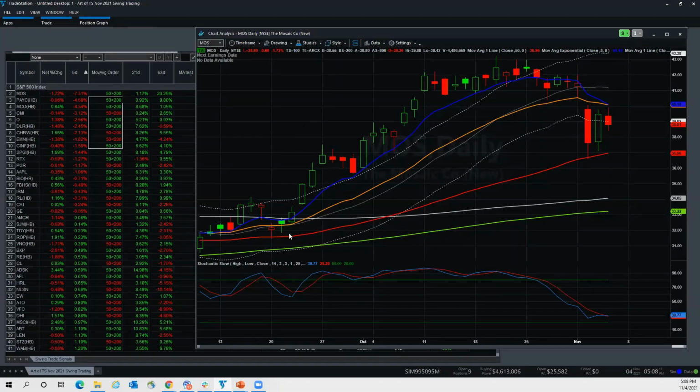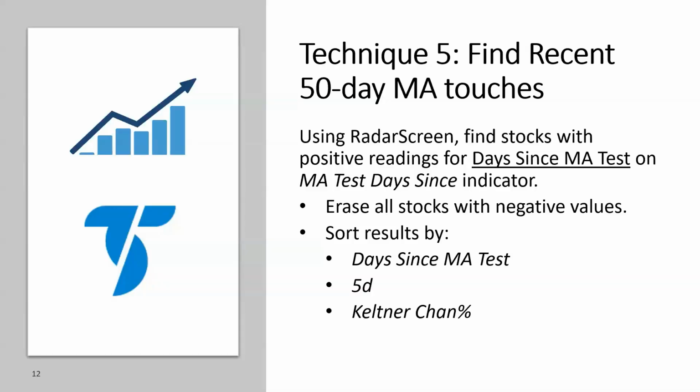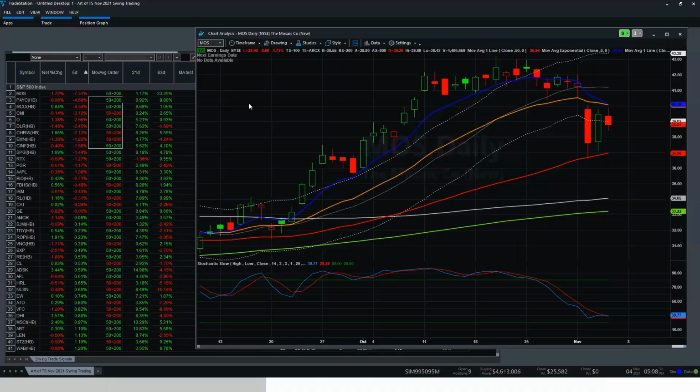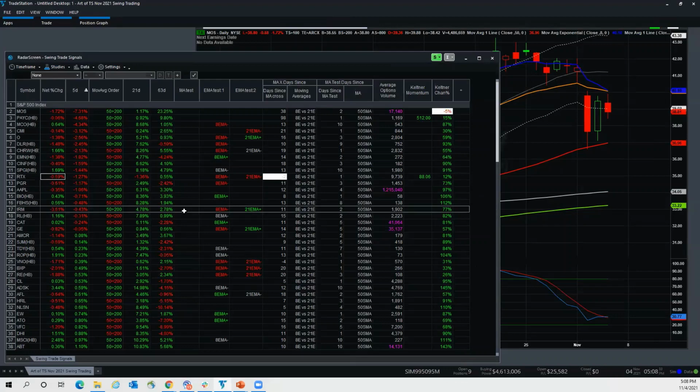Okay, keep going. We're now going on to, that was slide 12. Using scanner. Now this has been with radar screen, and now we're going to use scanner. Radar screen requires a list of stocks. Like I said, you can input your stocks. I honestly just keep a spreadsheet sometimes, and I've used that in some of my other webinars. I have a spreadsheet with all the ETFs, like the holdings of all the XLE, XLF, XLI.